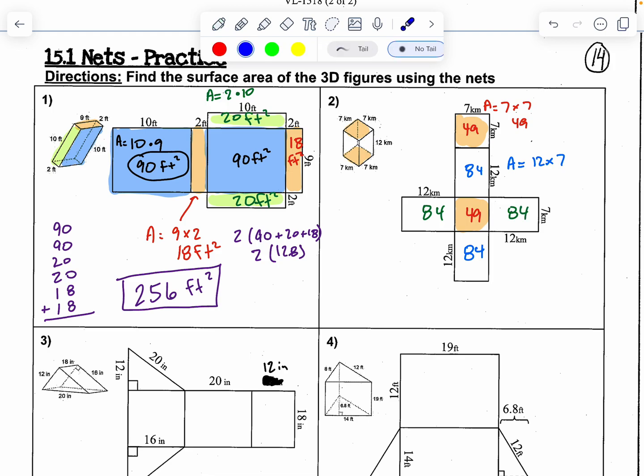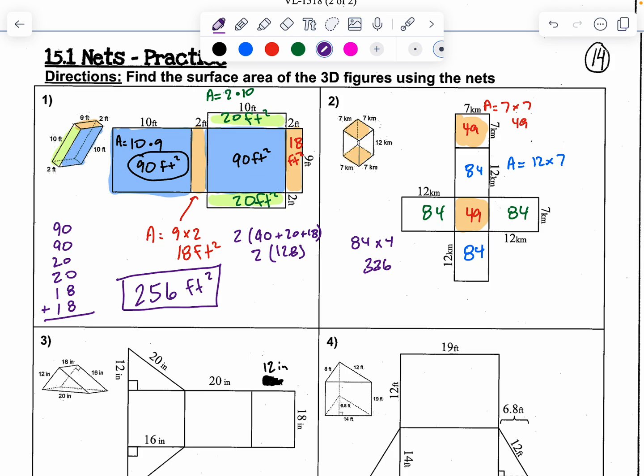So what I can do is add 84 4 times, or do 84 times 4. Let's go ahead and write that. 84 times 4, because there are 4 of them. And I'm going to use the calculator, because I don't want to make a mistake. So that's 336. So I'm not done yet.